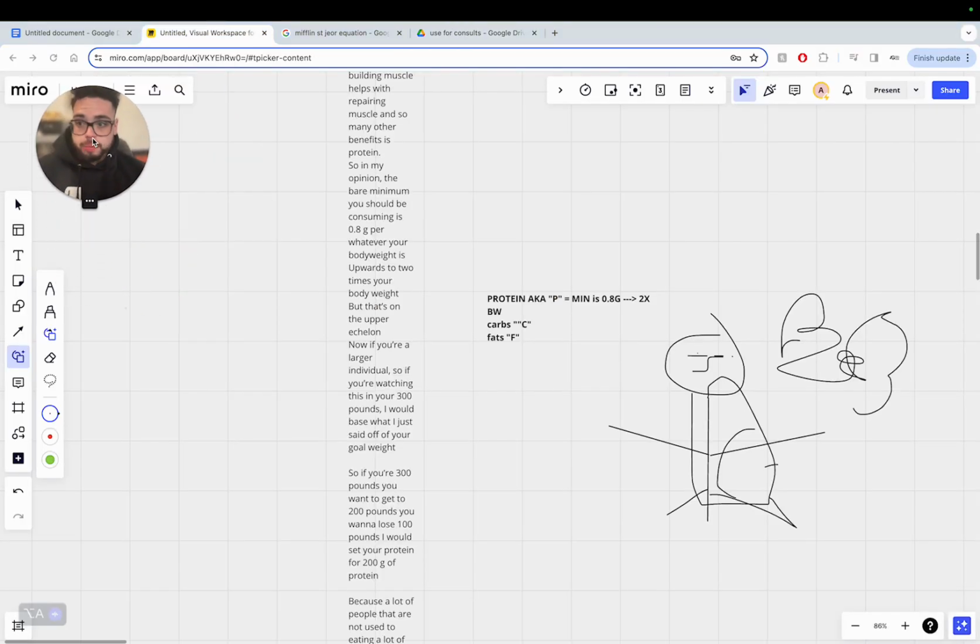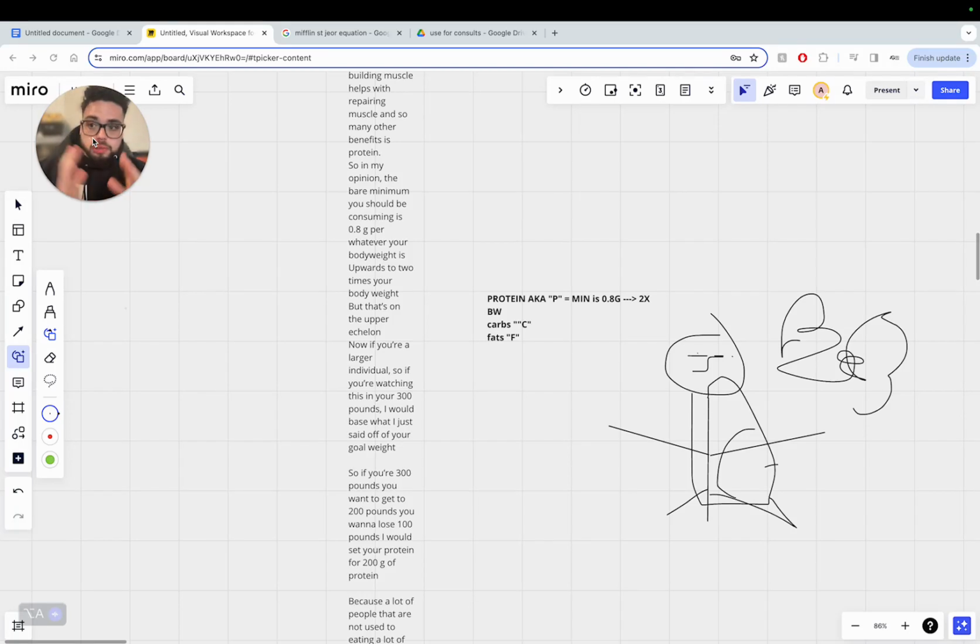But if Bob's 300 pounds, 400 pounds, whatever, you don't want to do 2 times your body weight. Now, that's upper echelon, okay? Most people, 1 times body weight, totally fine. Some cases, 1.5 times, right? But bare minimum, like 0.8 grams, okay? So I'm bad at math, so we'll just stick to 1 times.